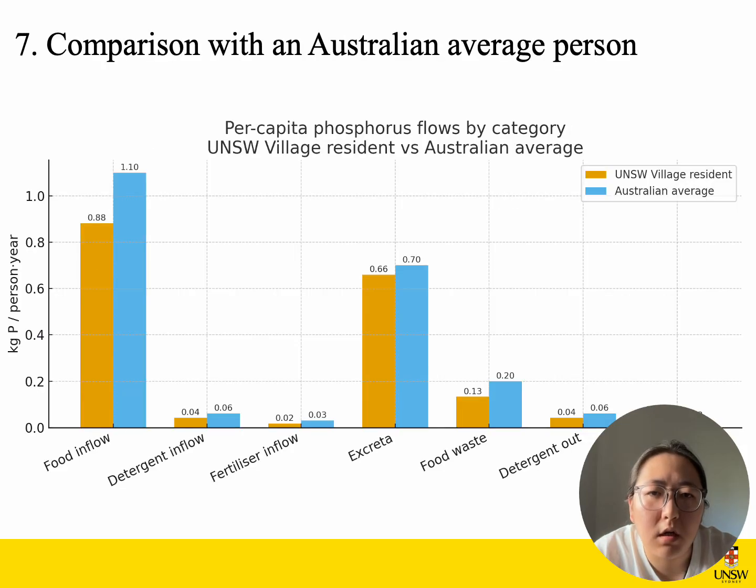In this picture, I compare the case student with a simple average Australian person. It is clear that the average P flow of Australians is higher than that of the student. This comparison is not an official statistic, but it helps to show that dietary and waste habits do have a real impact on the use of P.